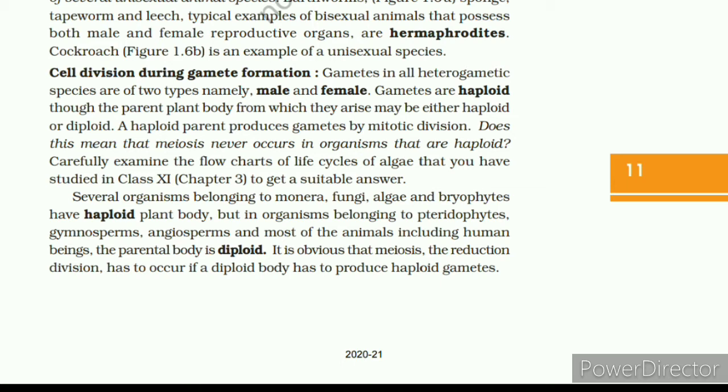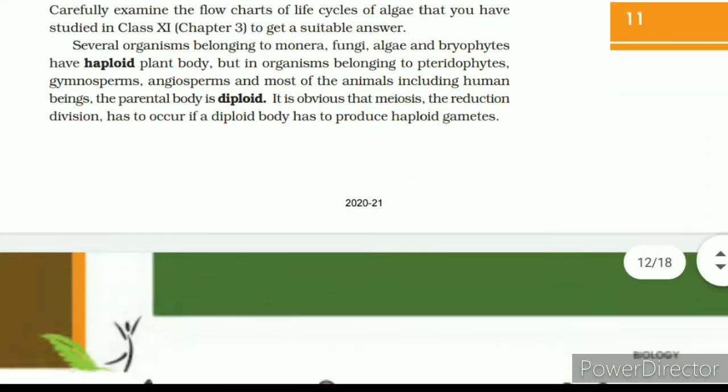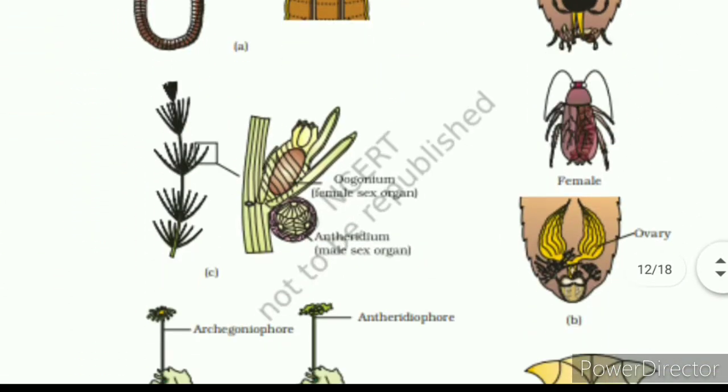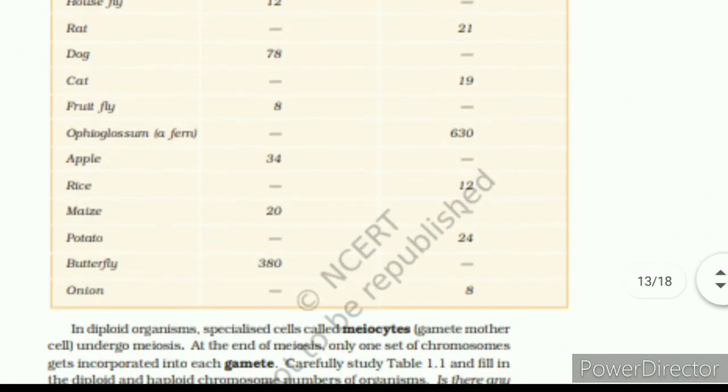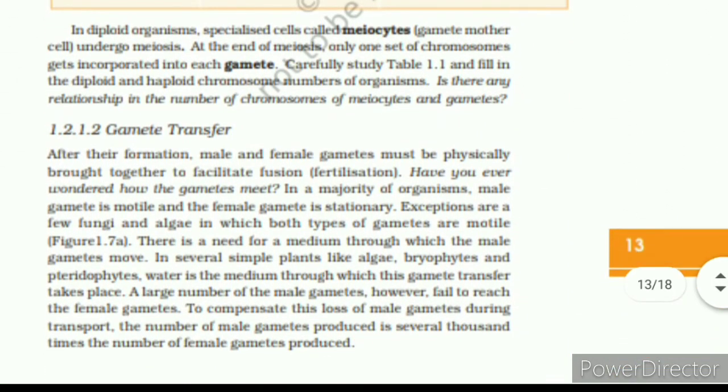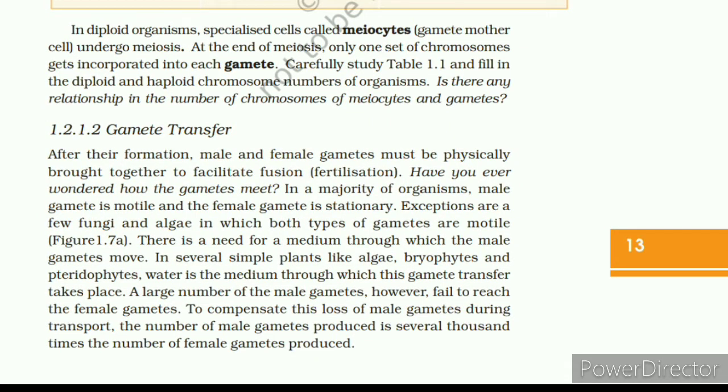1.2.1.2 Gamete transfer. After their formation, male and female gametes must be physically brought together to facilitate fusion, that is fertilization. Have you ever wondered how gametes meet? In the majority of organisms, the male gamete is motile and the female gamete is stationary. Exceptions are a few fungi and algae in which both types of gametes are motile. There is a need for a medium through which the male gametes move. In several simple plants like algae, bryophytes and pteridophytes, water is the medium through which gamete transfer takes place.